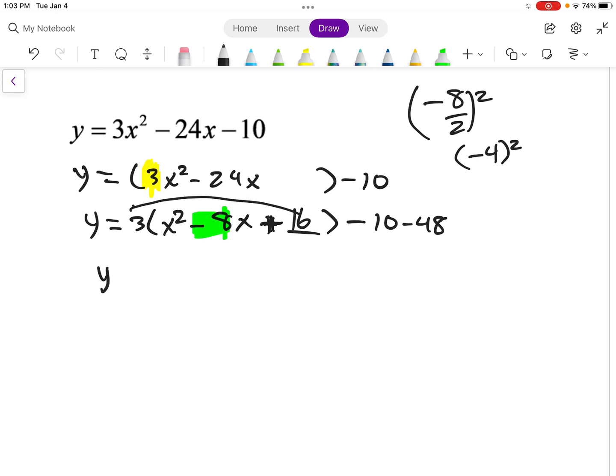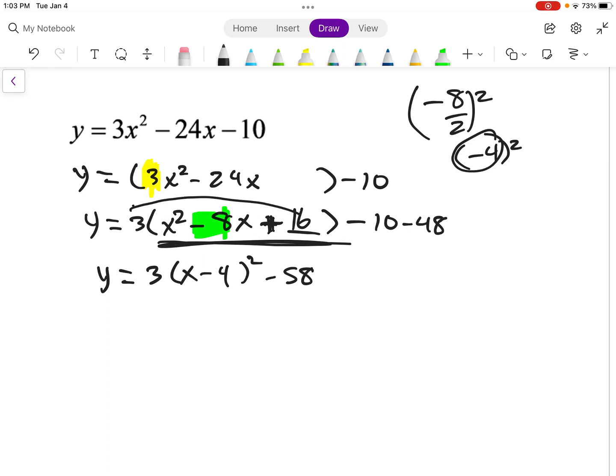Okay, let's go ahead and finish this up. It's 3 times. I need to take this part and factor it. We know it's a perfect square. What do we square to get 16? That's this number right up here, that negative 4. So x minus 4 squared. Minus 10 minus 48 is minus 58. Luckily, we're not graphing this, but if we were, the vertex would be at positive 4, negative 58. And then the 3 right there means it's going to be opening up, with a bit of a stretch there also. Okay, so that's the process.